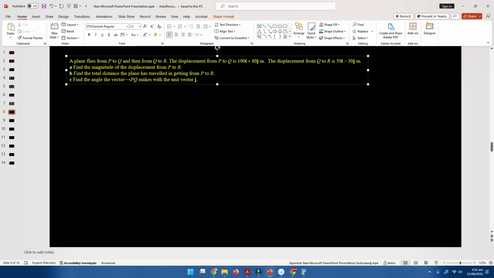A plane flies from P to Q, then from Q to R. The displacement from P to Q is 100i plus 80j. The displacement from Q to R is 50i minus 30j. Find the magnitude of displacement from P to R. Find the total distance the plane traveled in getting from P to R. Find the angle vector PQ makes with the unit vector j.